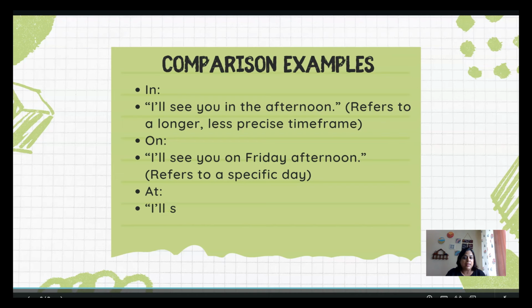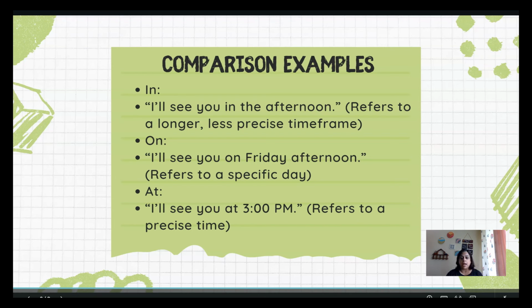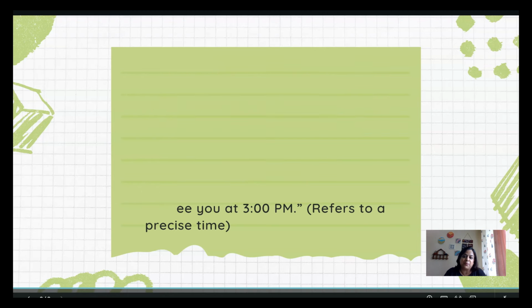So we are going to see now one comparison of examples. With in, I'll see you in the afternoon refers to a longer, less precise time frame. There is no precision here. Perfect timing is not there. With on, I'll see you on Friday afternoon refers to a specific day. And with at, I'll see you at 3 p.m. refers to a precise time.